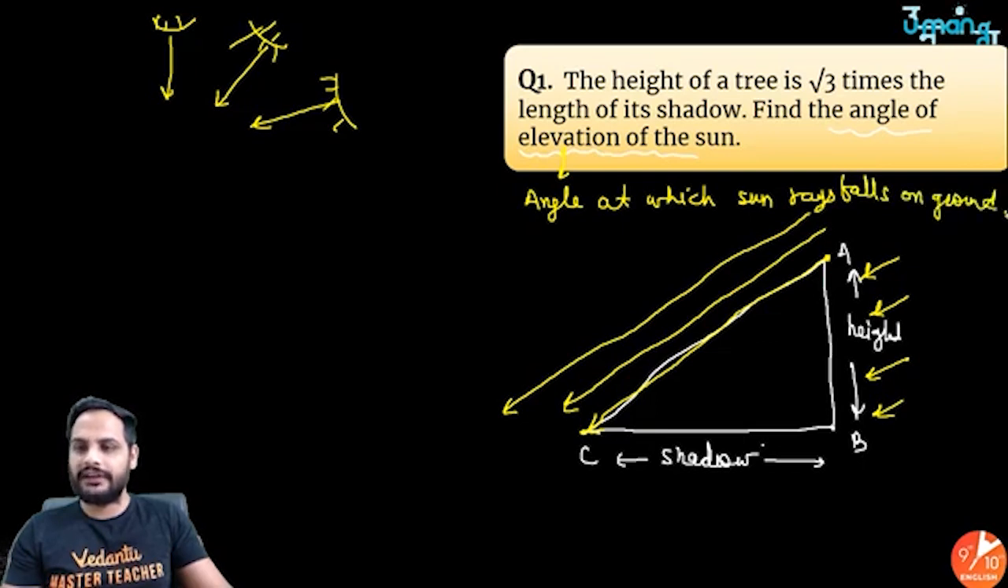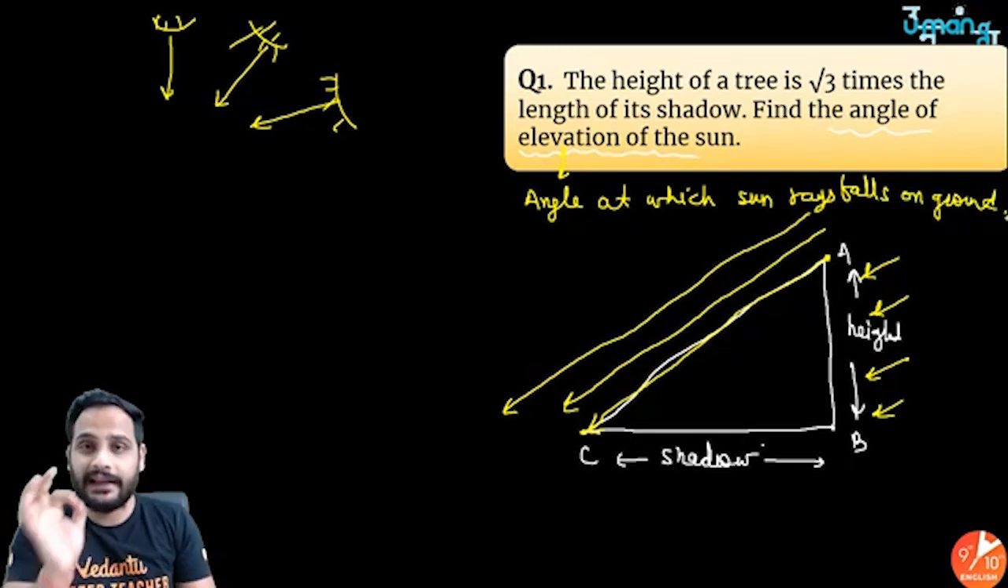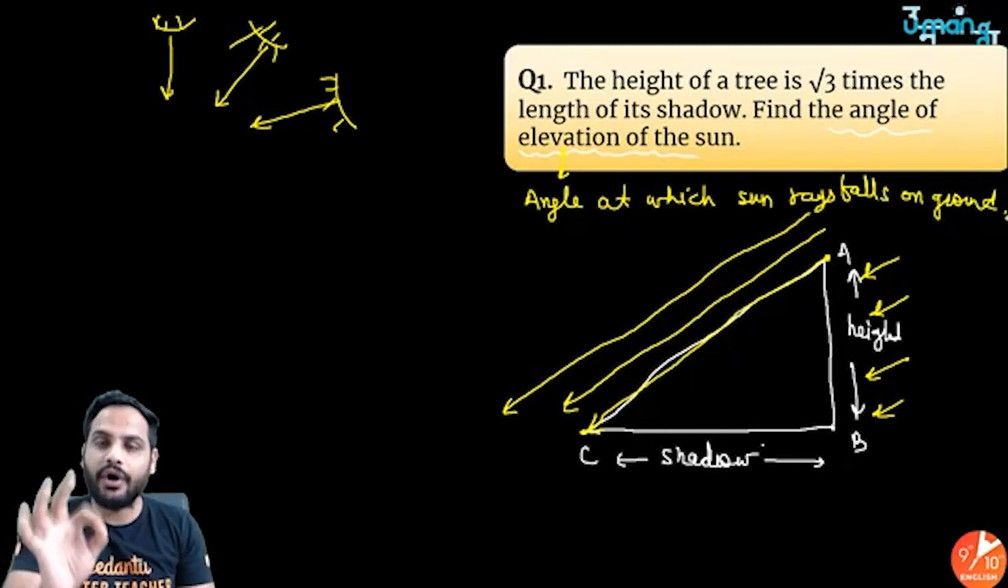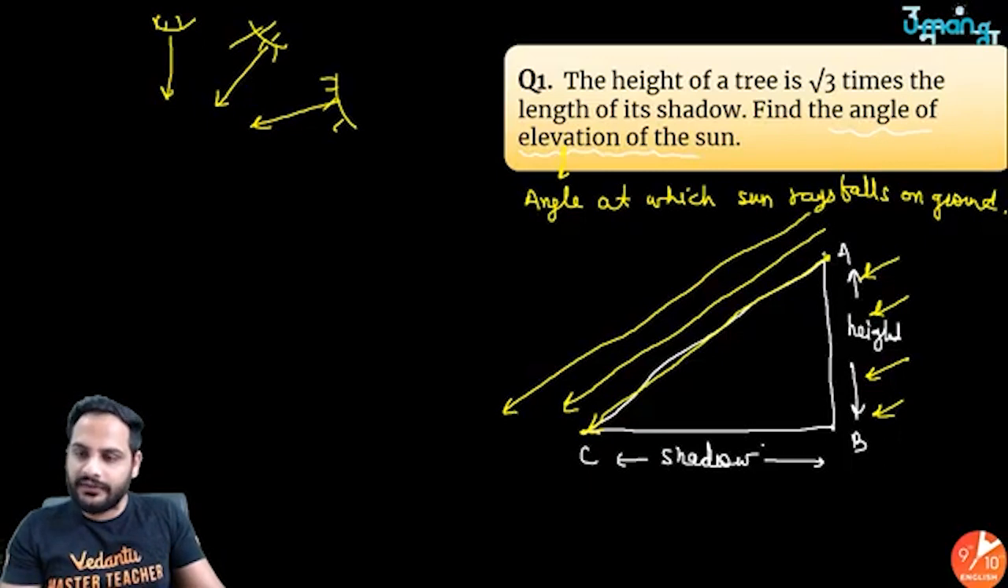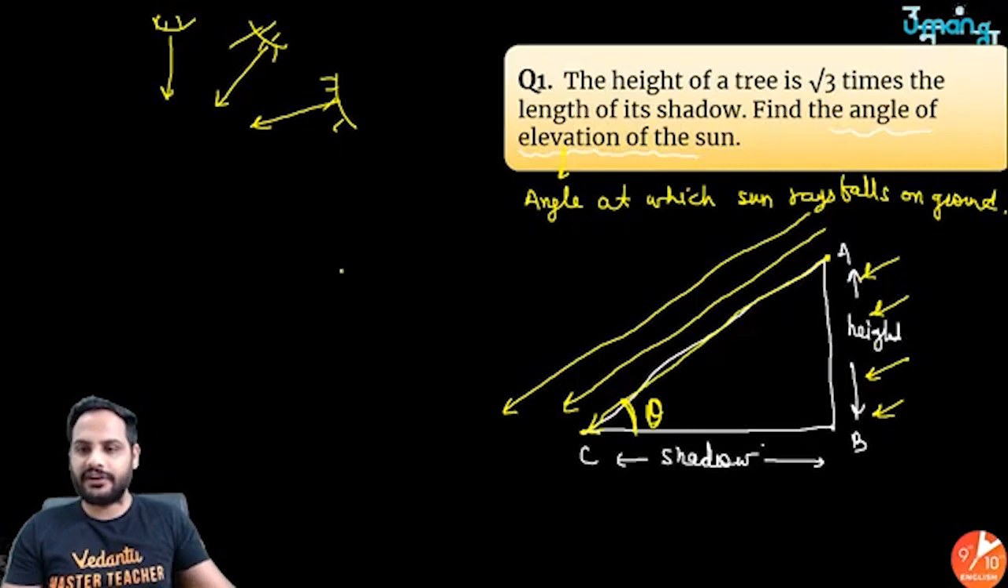What is the meaning of angle of elevation of the sun? The meaning of angle of elevation of the sun is the angle at which the sun rays fall on the ground. So here you can clearly see the sun rays are falling on the ground. So the angle at which they are falling on the ground is this. So this is your theta. So this theta we need to find out. Okay, they have told height of the tree is root 3 times of its shadow. So I can say AB is equal to root 3 times of BC. That is what is given in the question.